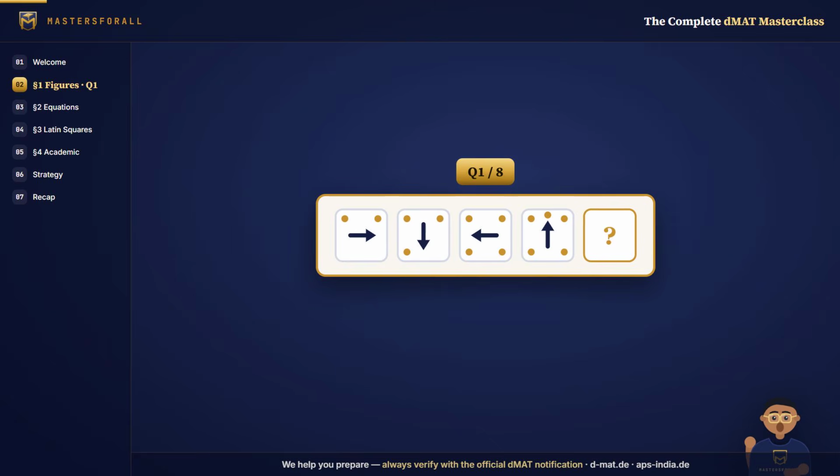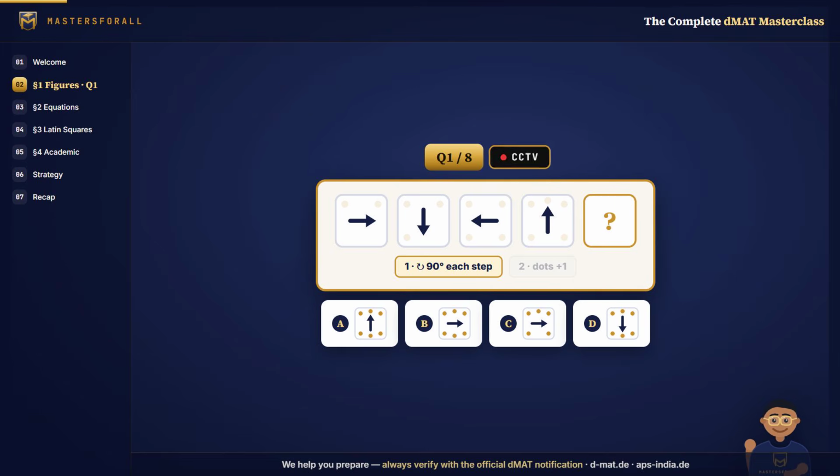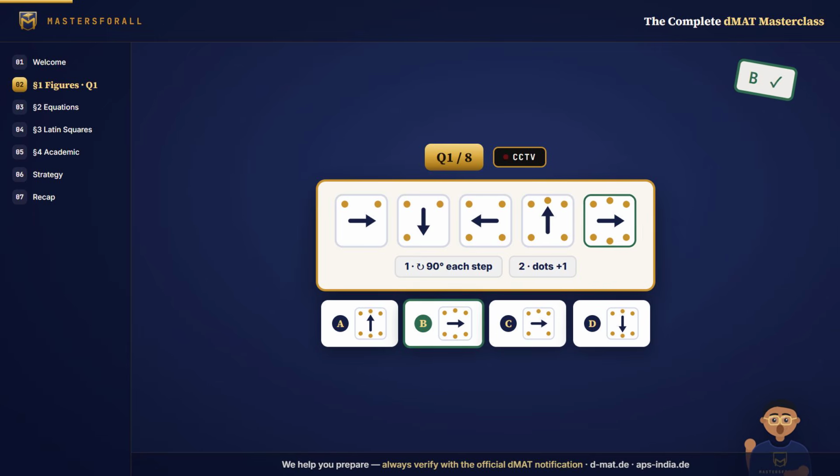2 things are changing in this sequence. Find both rules. CCTV on the arrow. Right, down, left, up, rotating 90 clockwise. Next, right. CCTV on the dots. 2, 3, 4, 5. So 6. Right arrow, 6 dots. The answer is B.